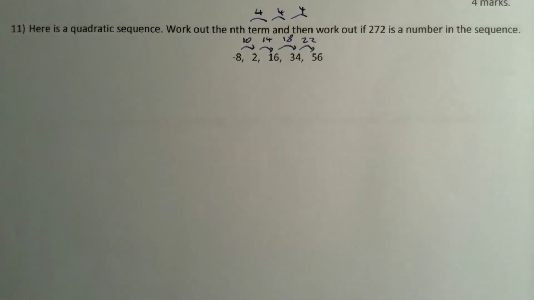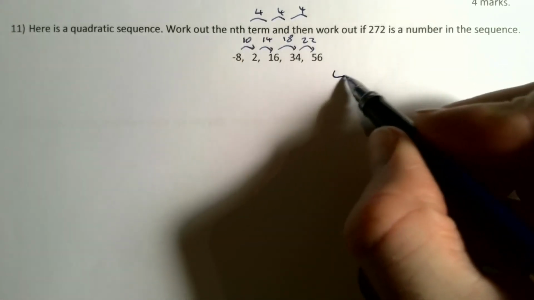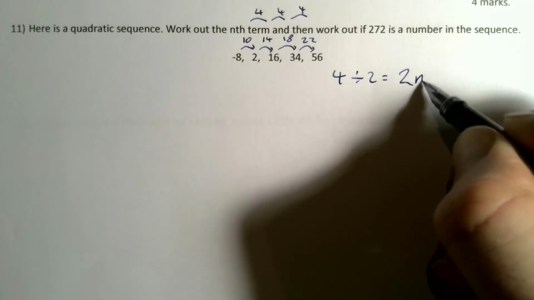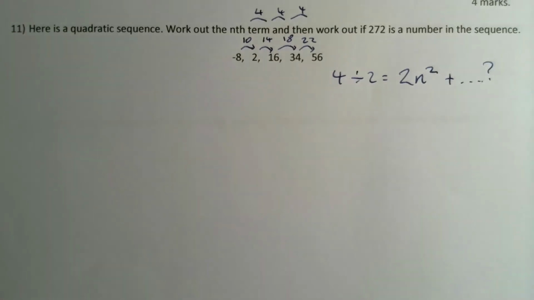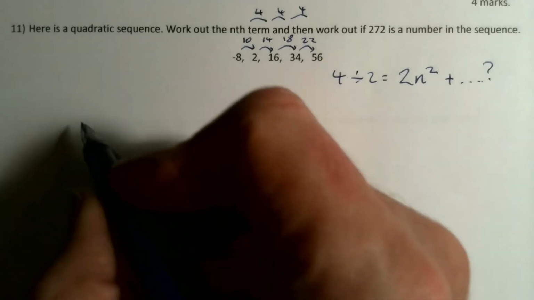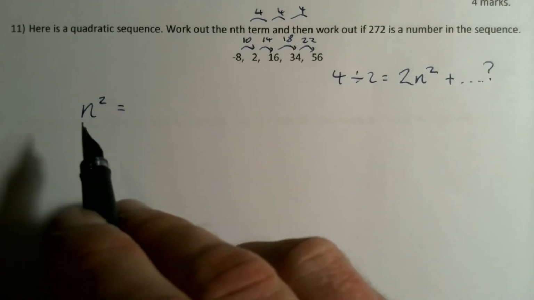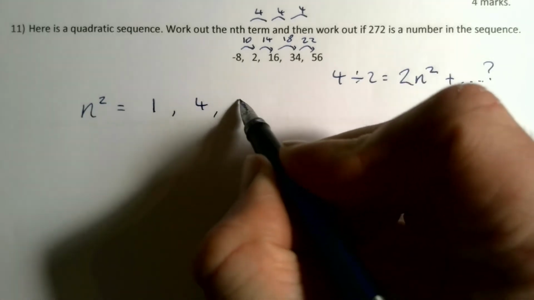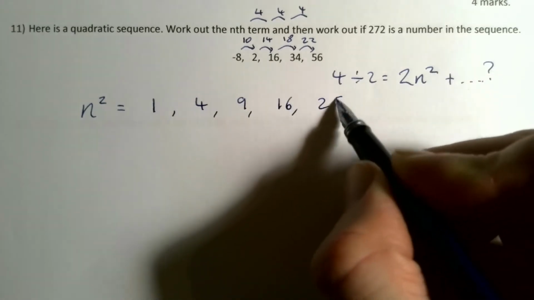Now that links it to a quadratic sequence, which means it's to do with squares. N squared gets bigger by 2 each time, so we divide the second difference by 2, means it's going to be linked to 2n squared plus something. So I know it's going to have something to do with 2n squared. So I'm going to start off by making sure, thinking of what my n squared is going to be. Now n squared is always just your square numbers. So 1 squared is 1, 2 squared is 4, 3 squared is 9, 4 squared is 16. We've got 5 numbers here, so let's do 5 squared is 25.